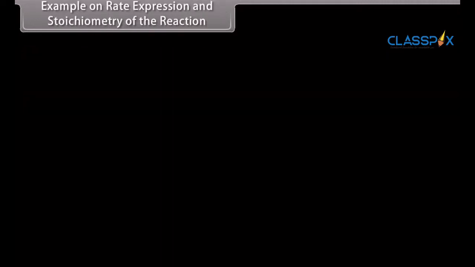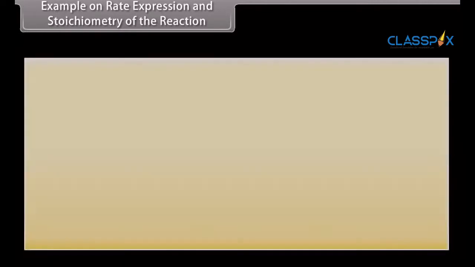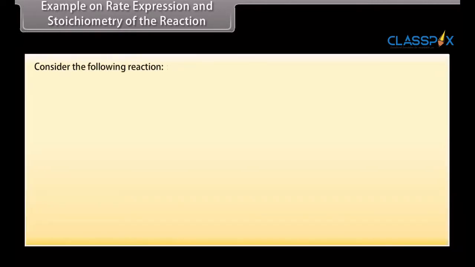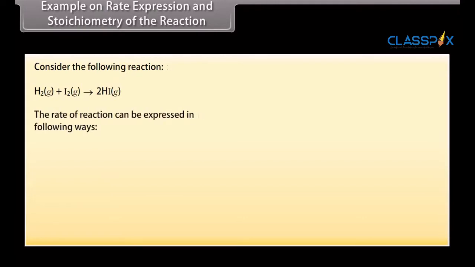Example on rate expression and stoichiometry of the reaction. Let us consider the following reaction: H2 + I2 gives rise to 2HI. The rate of reaction can be expressed in the following ways: minus d[H2]/dt, or minus d[I2]/dt, or plus d[HI]/dt.